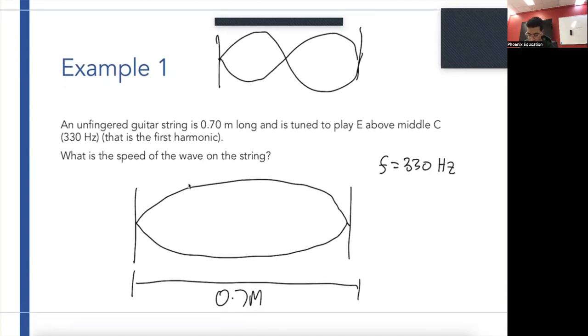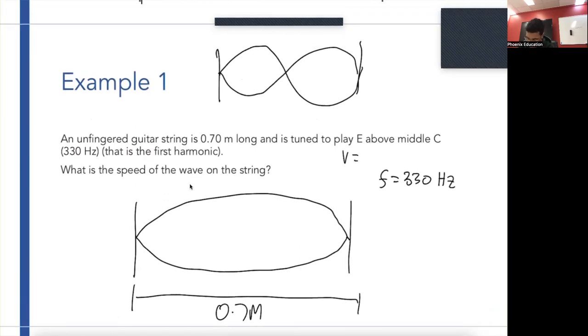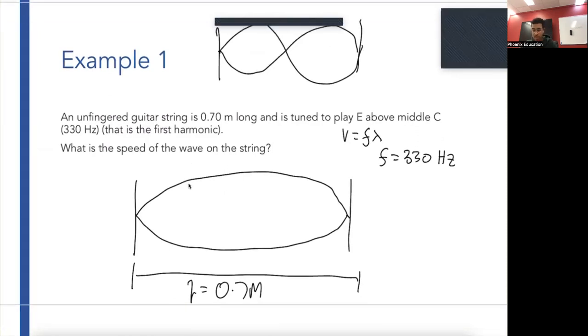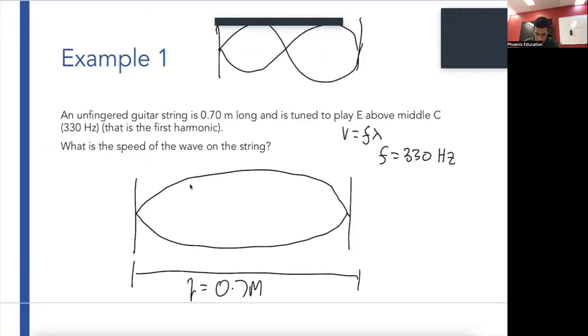What is the speed of the wave on the string, okay? So we're trying to find the velocity of this wave. So length being that. To find the velocity of this wave, what we know from the previous equations is that velocity equals f lambda, all right? We already have frequency as 330 hertz, but what we don't have is the wavelength. To find this wavelength, what we need to do is analyze this situation.